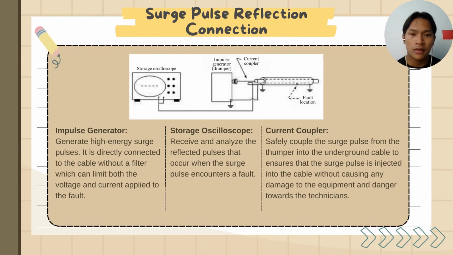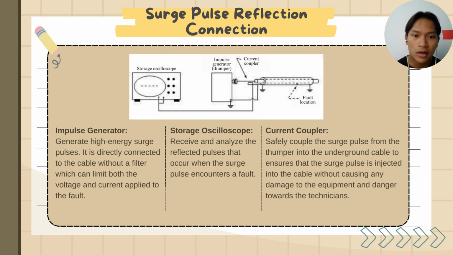The first component in the surge pulse reflection connection is an impulse generator. It is a specialized device used to generate high-energy surge pulses. It is directly connected to the cable without a filter, which can limit both the voltage and current applied to the fault. The second component is the storage oscilloscope, also known as the analyzer, used to receive and analyze the reflected pulses that occur when the surge pulse encounters a fault.